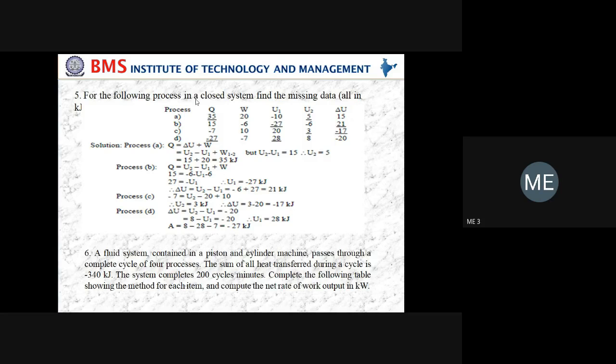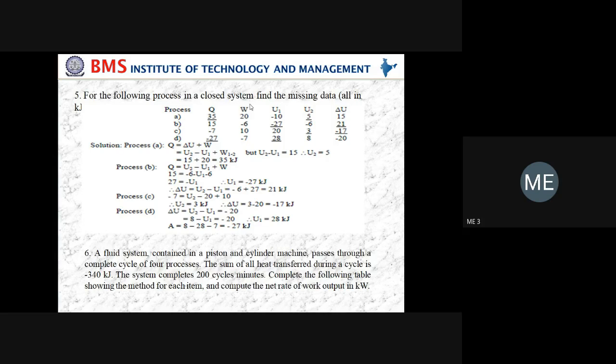Similarly, for process B, Q is given as 15 kilojoules, W is given as minus 6 kilojoules. We have to find out U1, U2 is minus 6, and delta U we have to find out. Similarly for process C, Q is minus 7, W is 10, U1 is 20, and U2 and delta U we have to find out. And for the fourth process, D, Q we have to find out, W is minus 7, U1 is 28. Sorry, U1 you have to find out, U2 is 8, and delta U is minus 20.